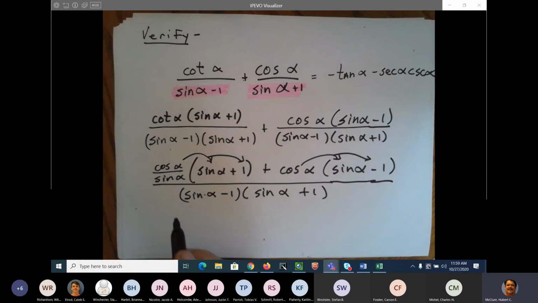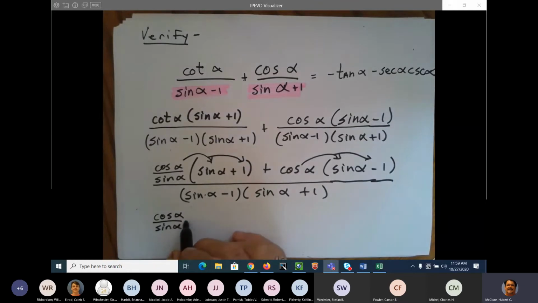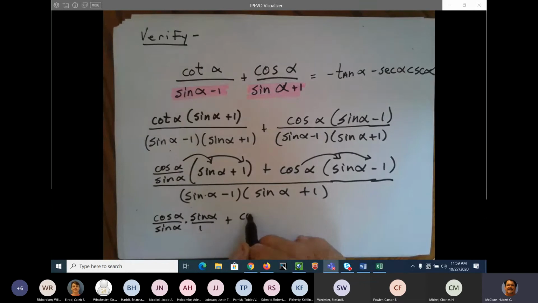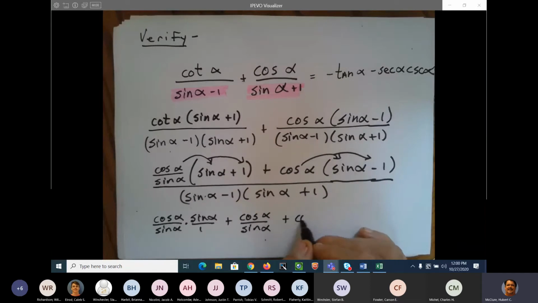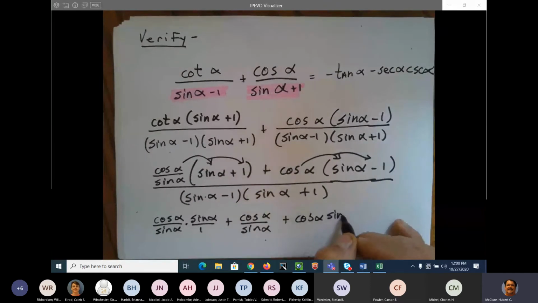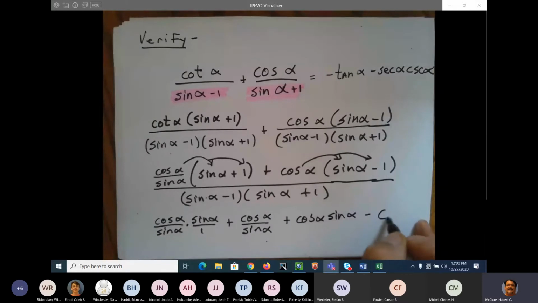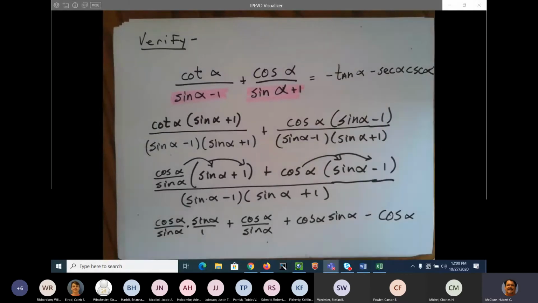Okay, so I'm going to put a baby step in here. I have a purple one. All right, so I'm going to put a baby step in here. Cosine of alpha over sine of alpha times sine of alpha over 1 plus cosine of alpha over sine of alpha plus cosine of alpha, sine of alpha minus cosine of alpha.